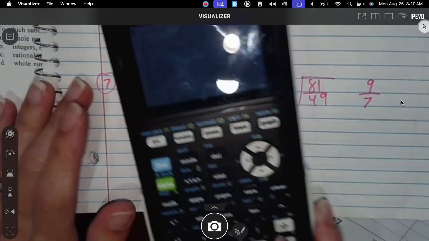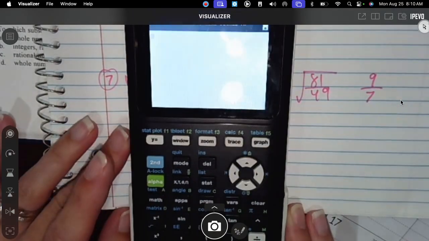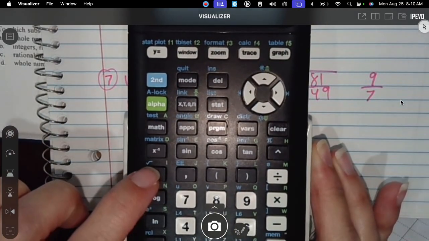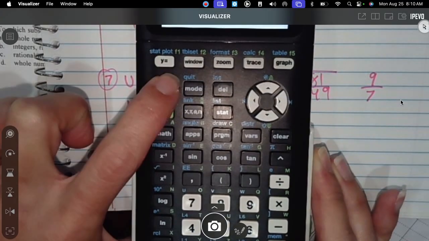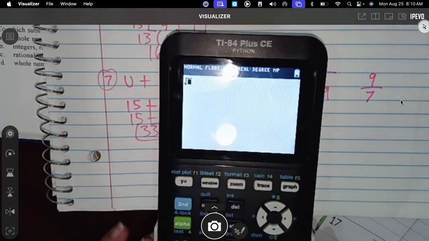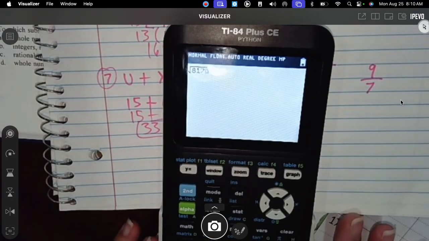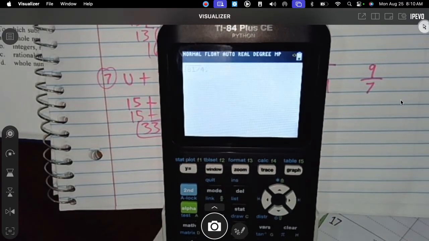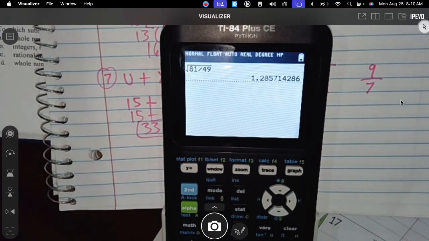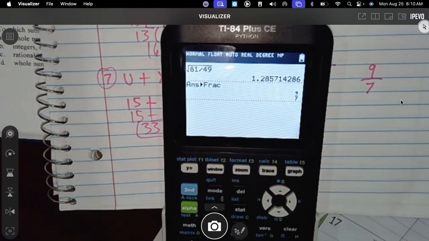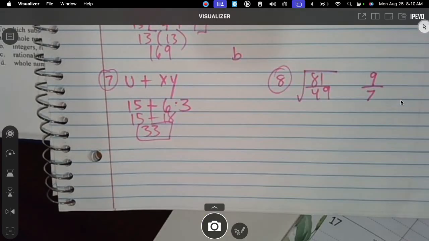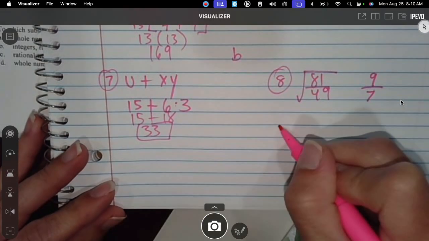Okay, a quick review of square roots. It's this little blue button right here. Since that's in blue, I would press second square root, and that's what comes up. 81 divided by 49. If it gives me a decimal, what do I press? Math, enter, and it'll turn it to a fraction. Okay? There's number 8. Last one on this page.